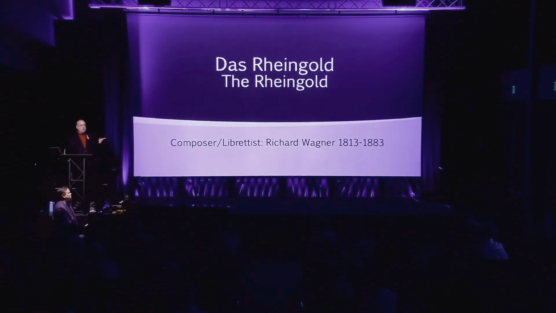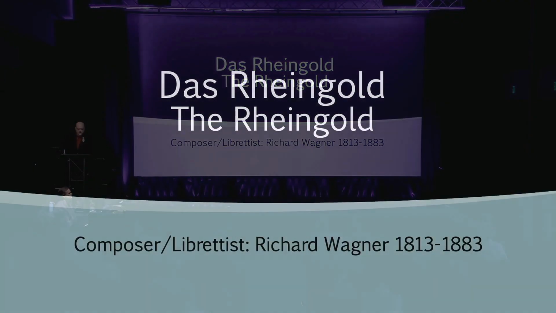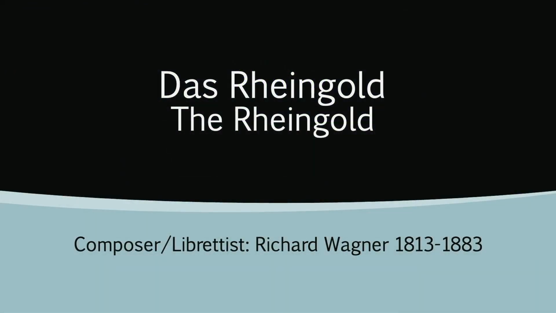So we're going to stay with the Germans. Das Rheingold is one of four operas for the Ring, right? Richard Wagner, 1813 to 1883, best known for the Ring cycle, wrote his own librettos. Ah, here's one for you. Designed the concept of Gesamtkunstwerk, total work of art.